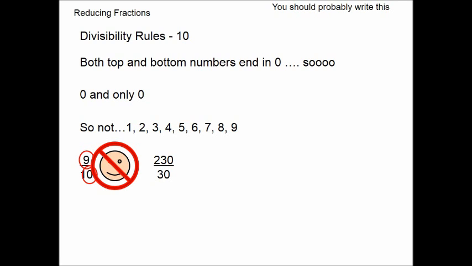So 230 over 30. Let's see if this is divisible. Top number ends in a 0. Bottom number ends in a 0. So Mr. Smiley Face stays. Hooray! He's there. So next, 180 over 170.